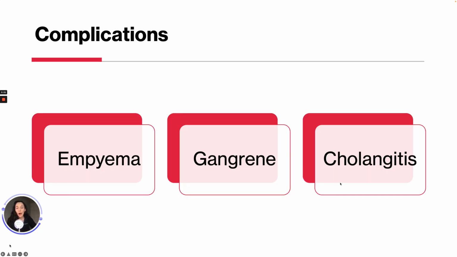Different complications: empyema of the gallbladder develops if the gallbladder becomes filled with purulent fluid. Gangrene develops because the tissues do not receive enough oxygen and nourishment. And cholangitis develops if the infection progresses to reach the bile duct.